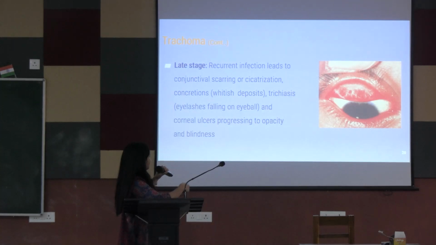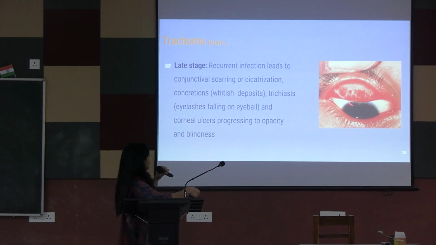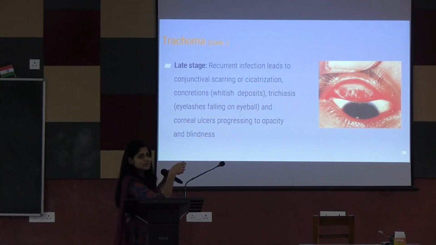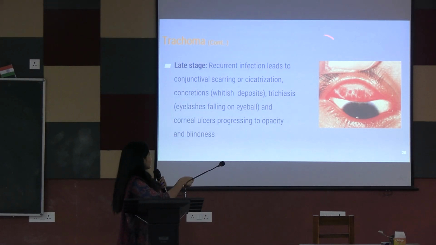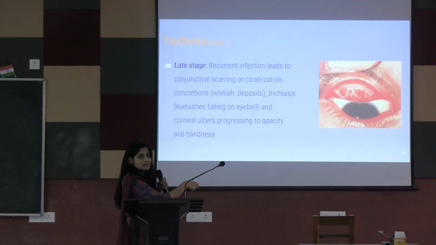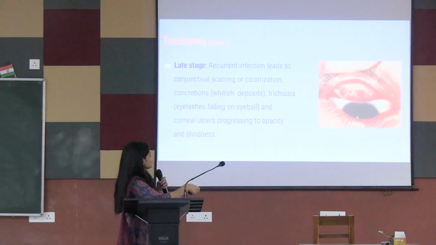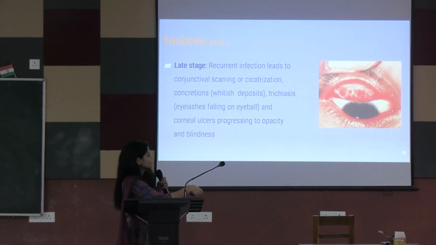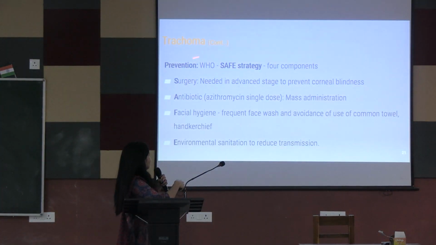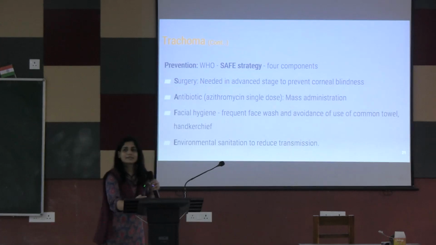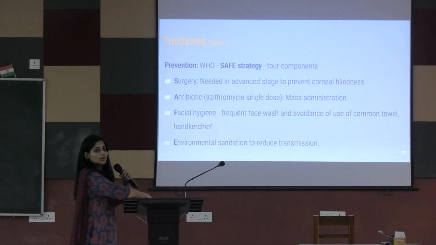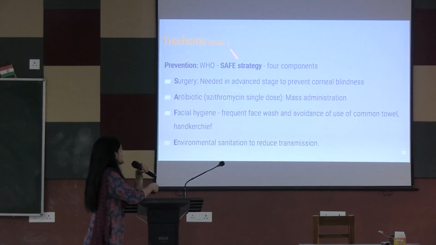And in case of late stage, it will lead to what? Trichiasis. These eyelashes fall on the eyeball. Corneal opacity can be seen. That leads to blindness. The person will complain of loss of vision. Cicatrization. You can see the scarring of these lymphoid follicles. Initially they were like this, afterwards they appeared like this. Okay. That is why the World Health Organization has given a preventive strategy for trachoma, which is the SAFE strategy.